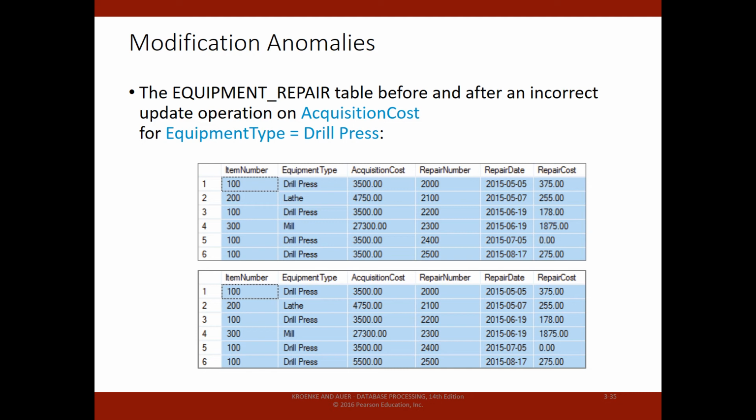Suppose we decide to delete repair 2100 because, for some reason, that repair was canceled. If we have this table in a spreadsheet, we need to delete the whole row. But then we are also deleting the equipment type, that is LACA, and its acquisition cost. This is what we mean by deletion anomaly. If we want to delete one thing, we have to delete some other thing, which is costly to us, so we don't want to do that.